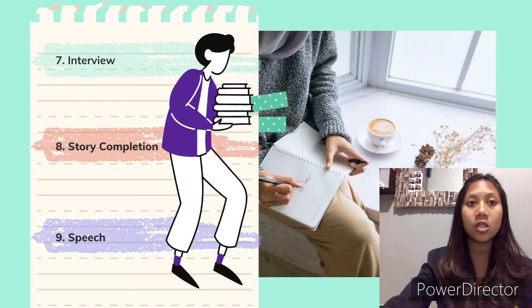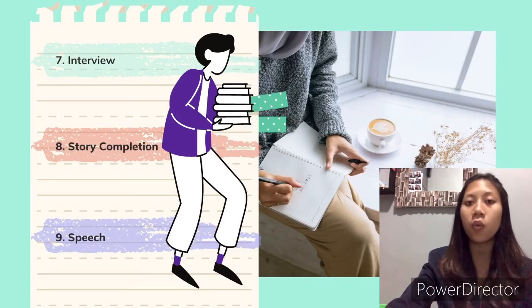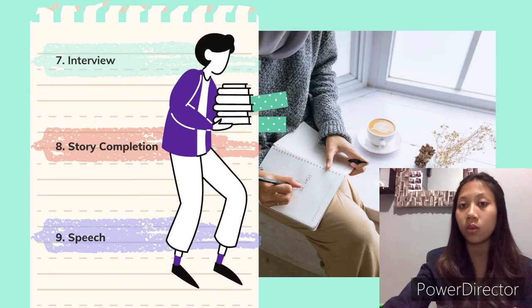Number 8, story completion. This is a very enjoyable whole class free speaking activity for which students sit in a circle. Then each student starts to narrate from the point where the previous one stopped. Each student is supposed to add from 4 to 10 sentences. Students can add new characters, events, descriptions, and so on.